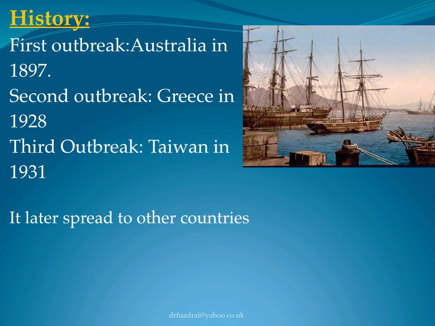Talking a little bit about the history of dengue and its emergence and its outbreaks. The first recorded outbreak happened in Australia in 1897. A reoccurrence was noted in 1928 during an epidemic in Greece, and again for the third time in Taiwan in 1931. It was not long before it reached other Asian countries, including Pakistan, India, Indonesia, Maldives, Myanmar, Sri Lanka, and Thailand, as well as Singapore, Cambodia, China, Laos, Malaysia, New Caledonia, Philippines, and Vietnam in the Western Pacific region.